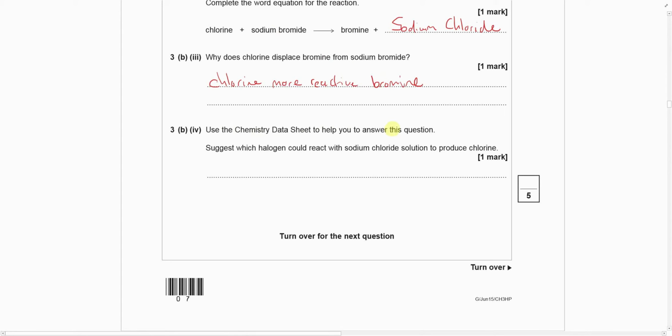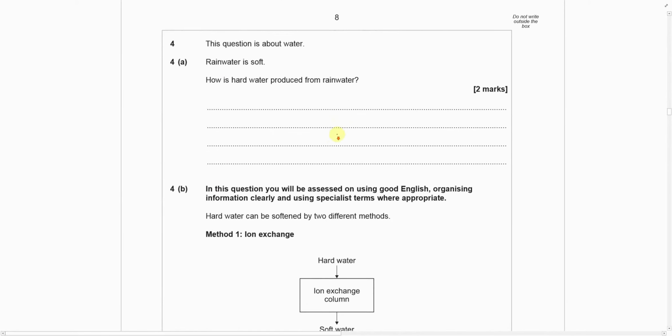Use the data sheet to answer this question, so obviously make sure you use the data sheet. It says suggest which halogen could react with sodium chloride solution to produce chlorine. You just look on the data sheet, you can see that you've got bromine, then you've got chlorine, and then it will be fluorine, which is the most reactive of the halogens. Fluorine, again, 1 mark question there.